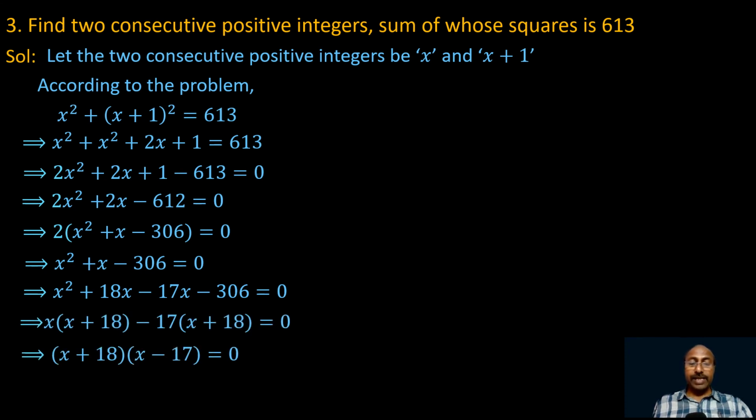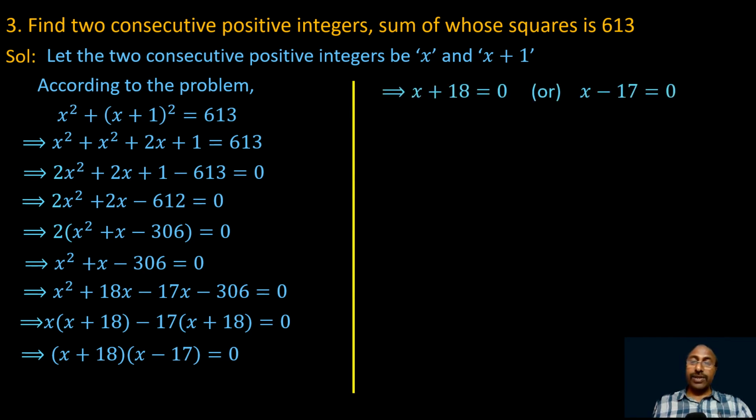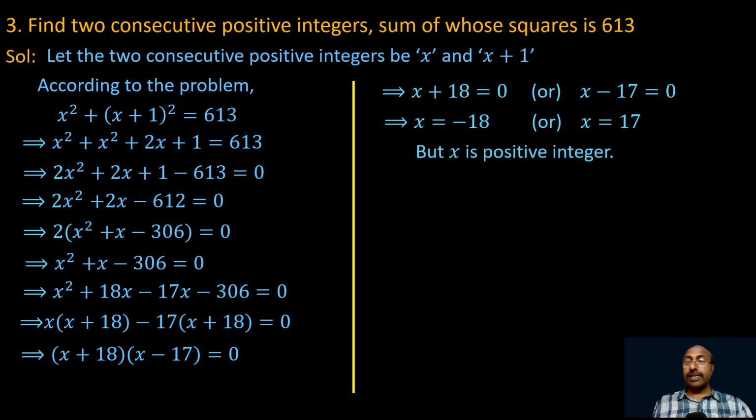And from this we can write x plus 18 into x minus 17 equal to 0. That is, either x plus 18 equal to 0 or x minus 17 equal to 0, and x equal to minus 18 or x equal to 17. Here also we got two values for x, and the values are minus 18 and 17. But here the required numbers are two consecutive positive integers, so the value of x cannot be negative. x must be a positive integer. So we need to take only one value, x equal to 17.